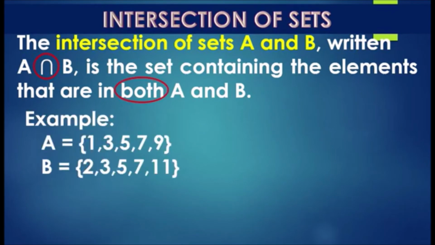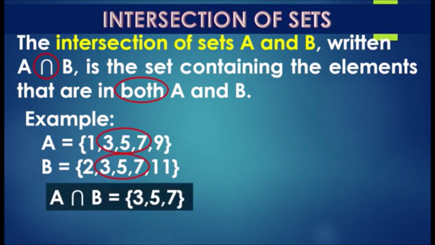Let's have this example. Set A contains elements 1, 3, 5, 7, and 9, while set B contains elements 2, 3, 5, 7, and 11. So, the common elements are 3, 5, and 7. So, the intersection of sets A and B is the set of elements 3, 5, and 7 because these are the common elements of the two sets.